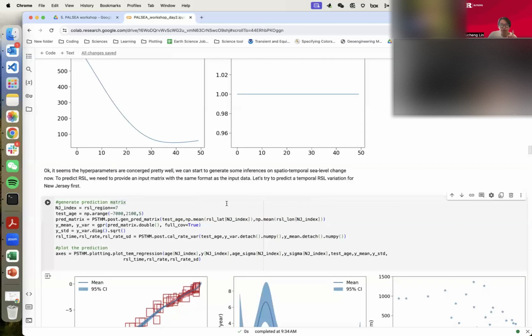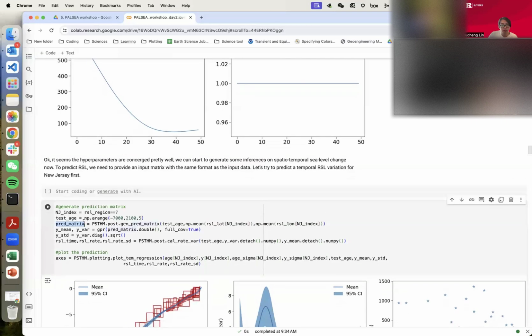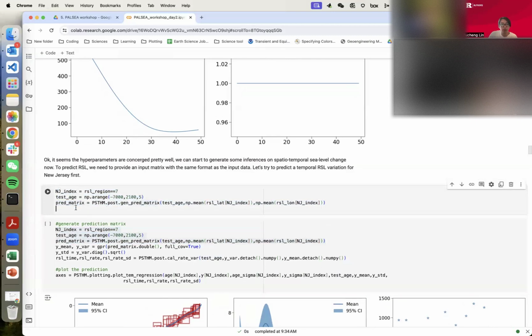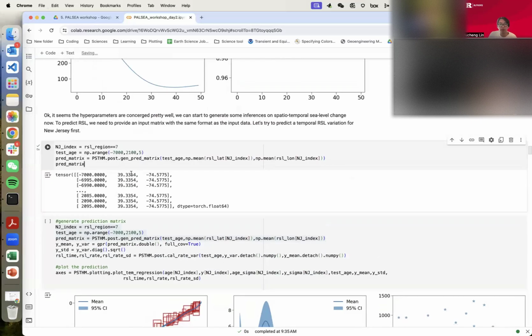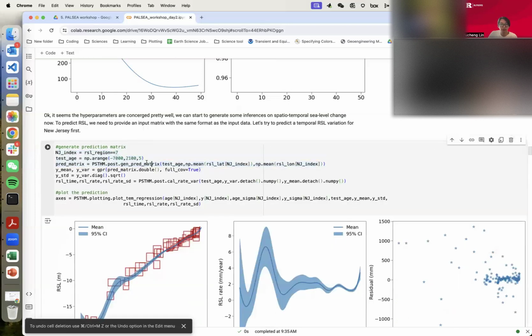Okay, so now we are trying to make the prediction. Here is a function where we have to provide an input value for this prediction. The input value here is different times, but in the same space, the same location. So we are trying to predict the temporal sea level change in one specific location, which is location 7. You can change the location from 1 to 15, I think.